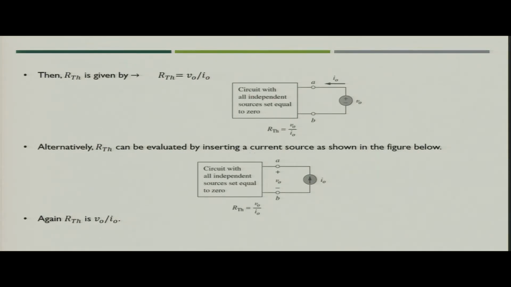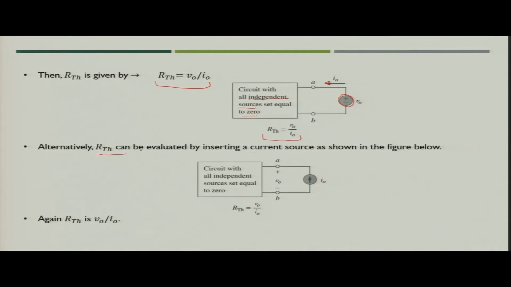Here the circuit with all independent sources equal to 0 is present, and the dependent sources are also available. So, in that case you have to apply one voltage V naught across the terminals AB and measure the value of the current I naught. Then V naught divided by I naught would give you the value of the Thevenin equivalent resistance, that is RTH.